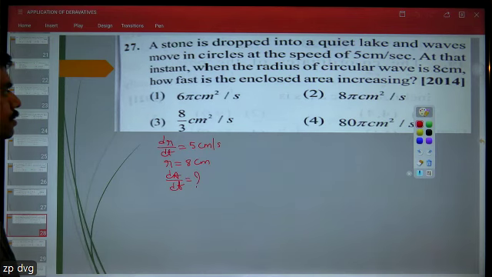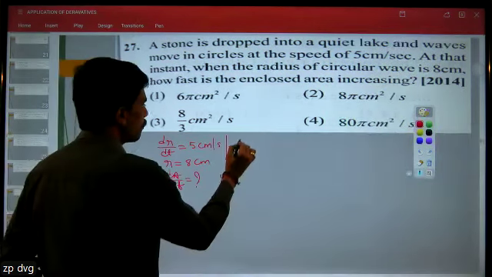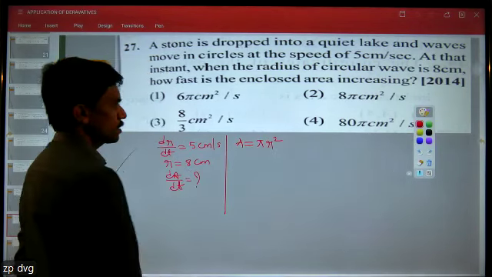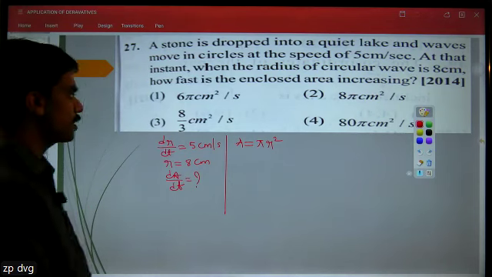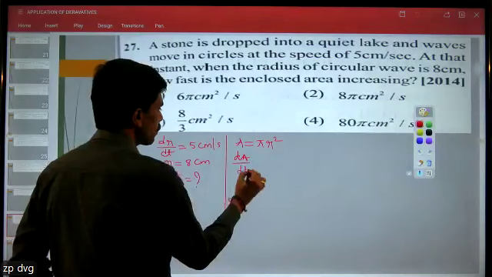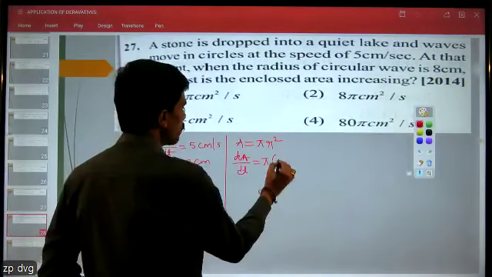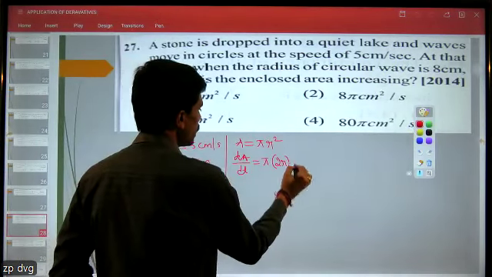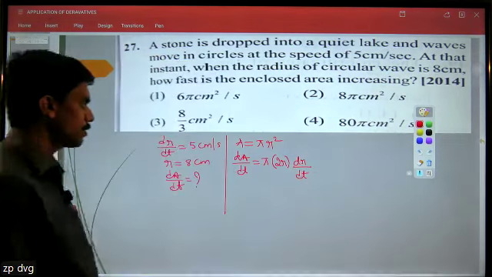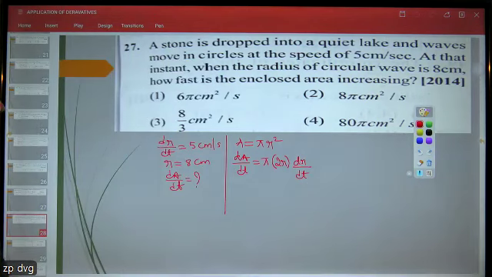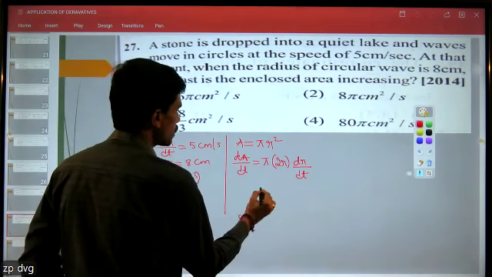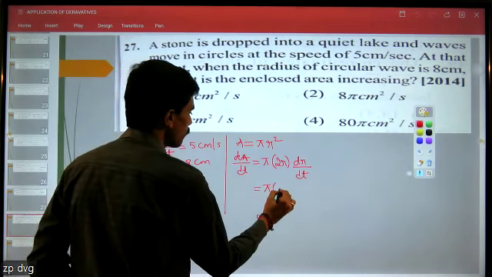For this, we have to use the formula A equal to the area of circle, pi r square. If we differentiate with respect to t, we get dA by dt is equal to pi into the derivative of r square, which is 2r, and again the derivative of r with respect to t is dr by dt, chain rule. Substitute r is equal to 8 and dr by dt is equal to 5.